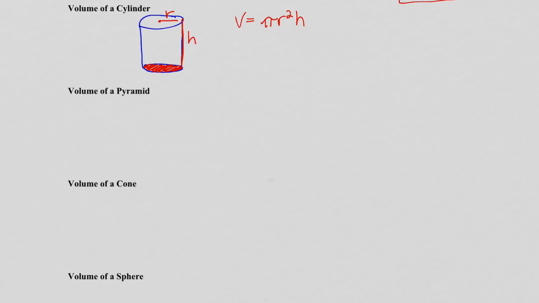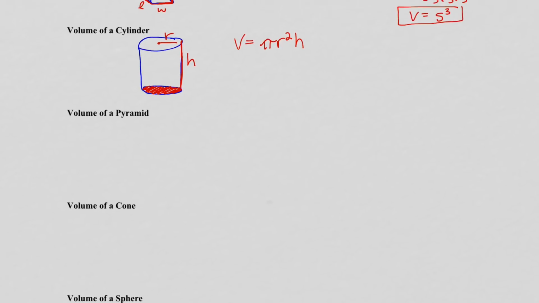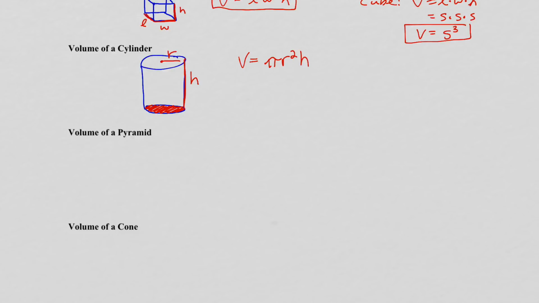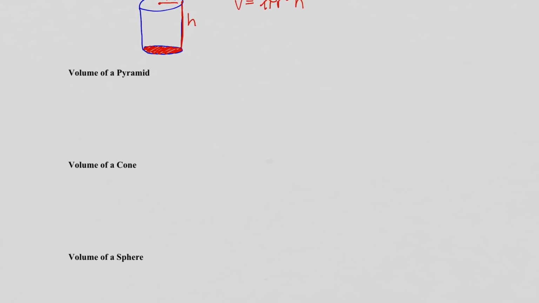Next, let's do pyramid. Now, I'm not going to just do one generic pyramid. I'm going to show you various pyramids, okay? The pyramid concept is basically if I do a third of a cube here, I'm going to get the volume of a pyramid. If I do a third of the cylinder, I'm going to get the volume of a cone. So the whole concept to remember is dividing by 3.